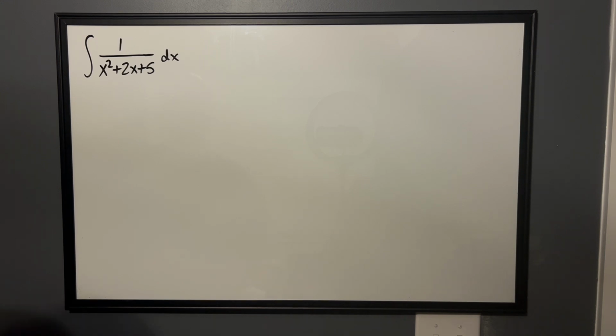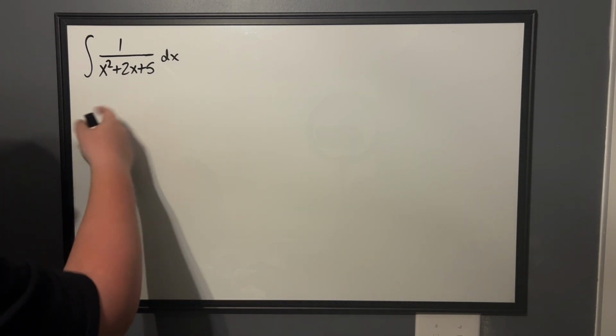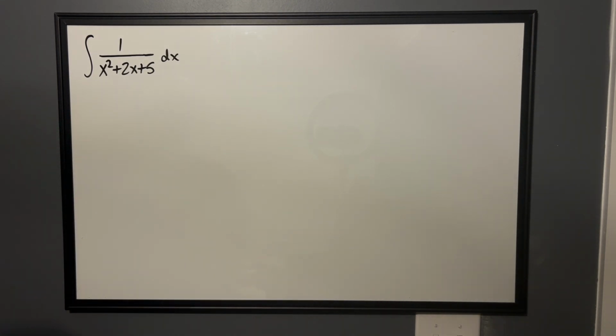Partial fractions doesn't work because this is not going to factor nicely. It's an irreducible quadratic. And then trig sub isn't going to help us. There's really no form for a trig sub here. But what we are going to do is use kind of a rare strategy for integration, but it's a great strategy. We can actually complete the square.